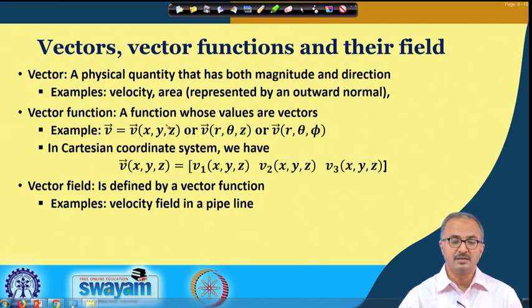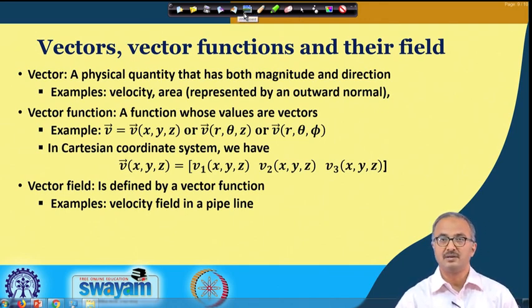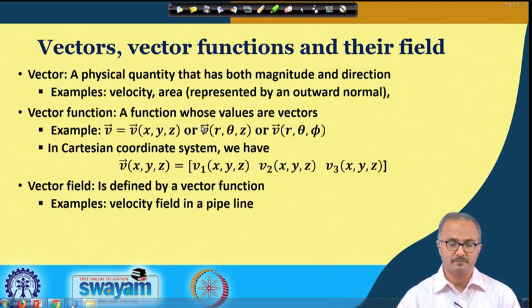Now a vector function is a function whose value is a vector. For example, you have velocity, and you say that velocity is changing over space in a given domain, in a given region. Then you have to calculate the velocity at different places. So this is the velocity distribution. So you are getting the velocity function, as I have shown you, in terms of x, y, z in Cartesian coordinates, in terms of r, theta, z in cylindrical coordinates, in terms of r, theta, phi in spherical coordinates. Whatever it may be, it is showing you the spatial distribution of the velocity.